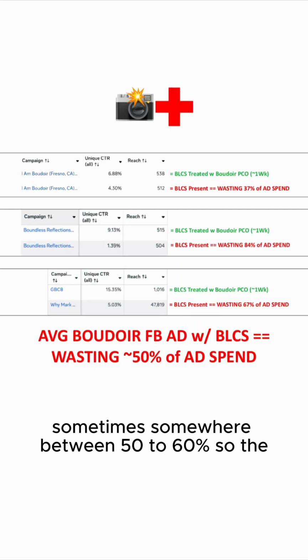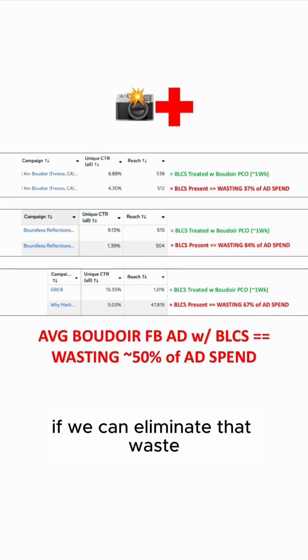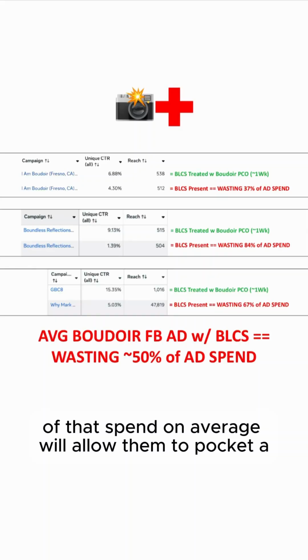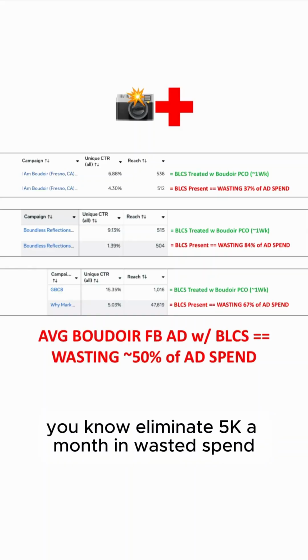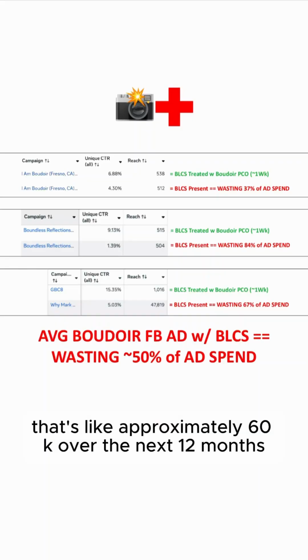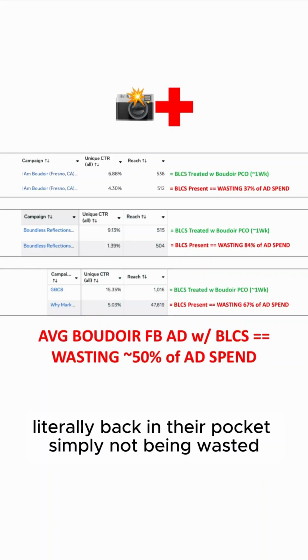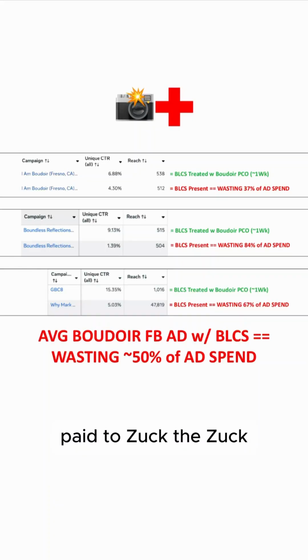So if they're spending 10 grand a month on Boudoir Facebook ads, and we can eliminate that wasted ad spend, on average we'll allow them to pocket, eliminate 5K a month in wasted spend, and that's approximately 60K over the next 12 months. Literally back in their pocket, simply not being wasted, paid to Zuck.